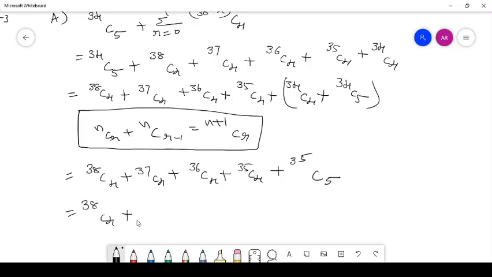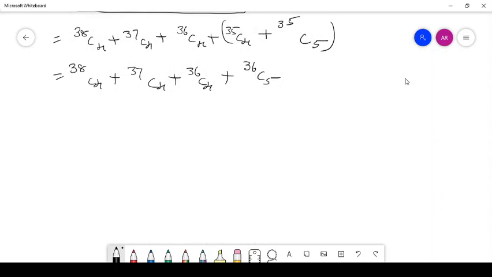35C4 plus 35C5 plus 38C4 plus 37C4 plus 36C4 plus, again we are taking the last two terms. Now 35 plus 1, that is 36, highest value is 5, 36C5. Again by taking the last two terms, 38C4 plus 37C4, again we are using the last two terms, plus 36 plus 1 is 37C5.